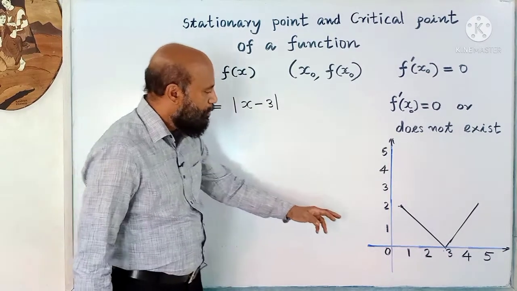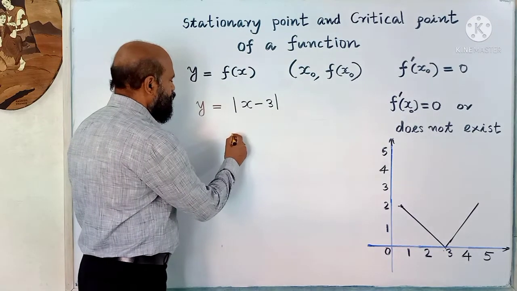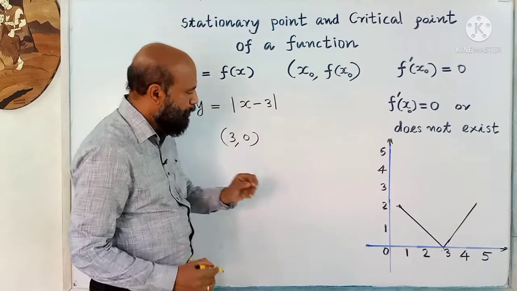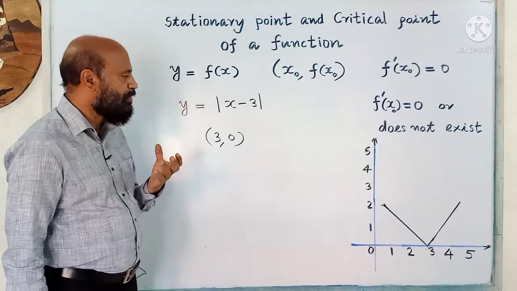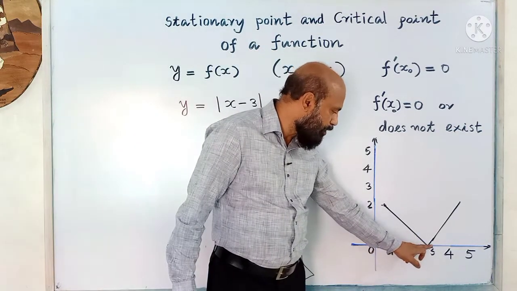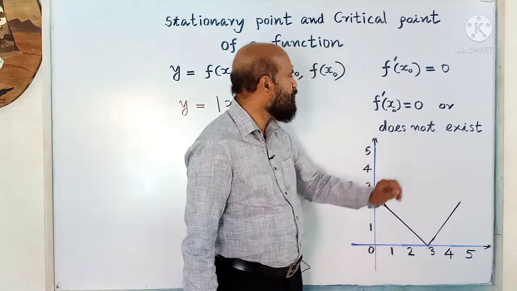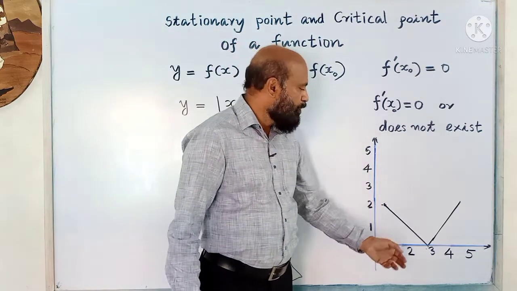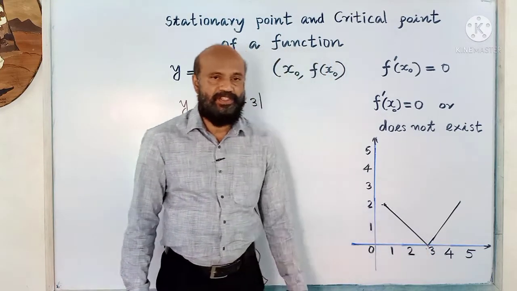So when x is equal to 3, y is equal to 0. So 3 comma 0 is a critical point because the first derivative does not exist there. So this is not a stationary point, it's a critical point, since the first derivative does not exist. A stationary point is a point where the first derivative is 0. So this is a critical point but not a stationary point.